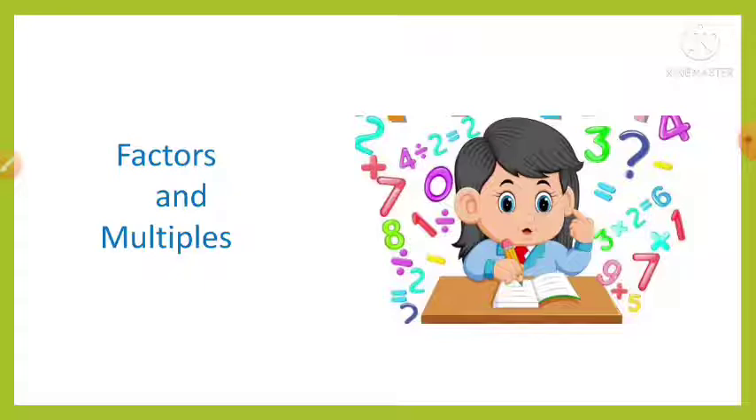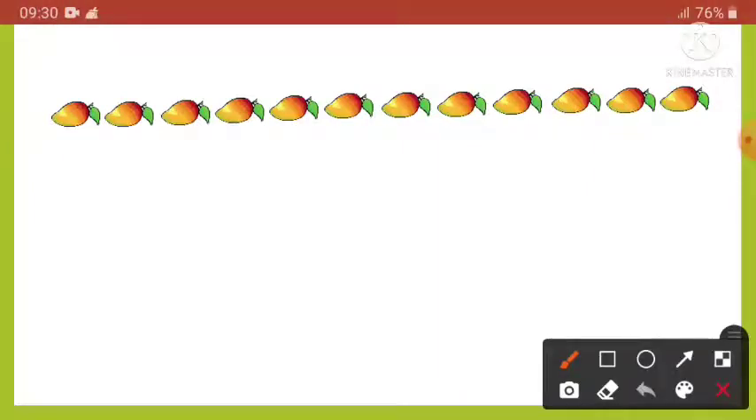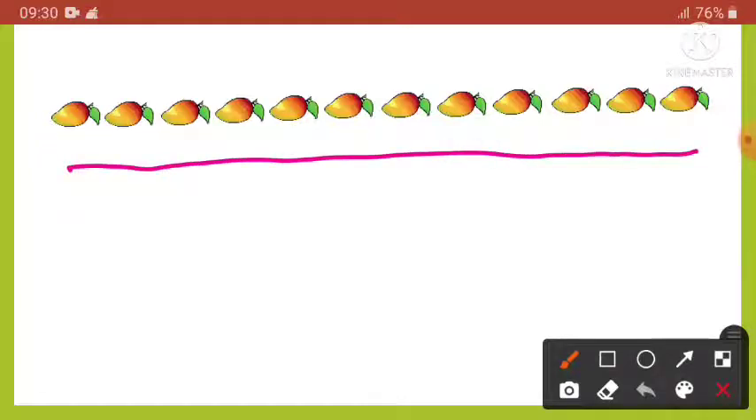You are having 12 mangoes. Now you want to arrange the mangoes in many ways. So let's look. Suppose you want to give all your mangoes to your sister. Okay, so your sister will get all 12 mangoes. So you can say that you will arrange all mangoes in a line.